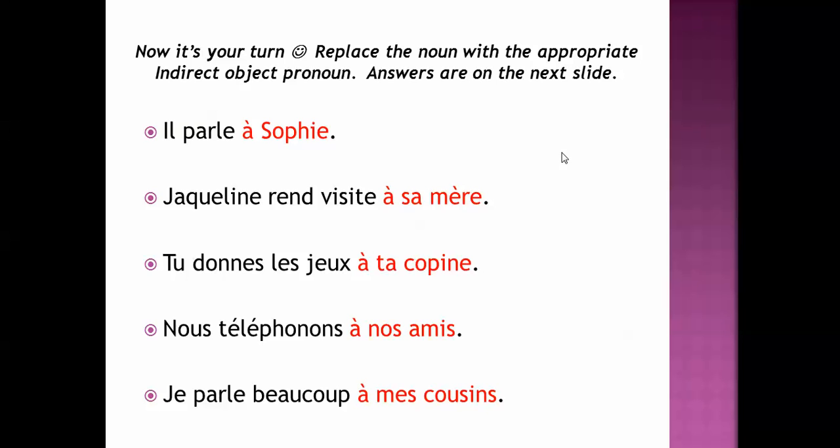Okay, so now it's your turn. I want you to replace the words in red, which will begin with a preposition, either à or de. Well, in this example, we're doing à. So replace the à followed by a noun with either lui or leur. Okay, answers are on the next slide, so pause the video and I'll catch you on the next slide.